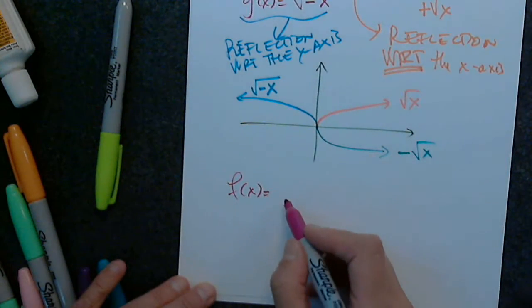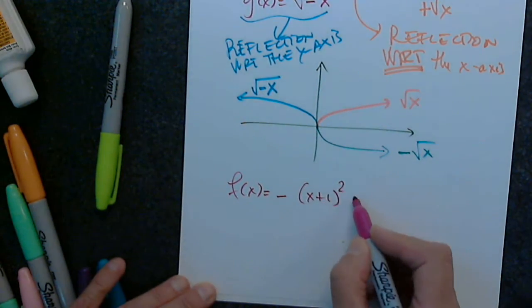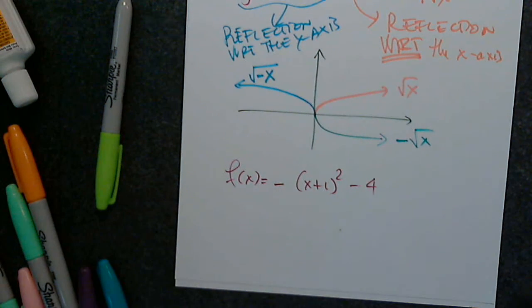f of x equals negative x plus 1 squared minus 4. We want to picture this quickly before we even list the transformations. Which base function will I have to deal with here? Here it is. Where do I shift it first? Careful. In order of operations. Left one, then, no, in order of operations. Flip it, and then down 4.